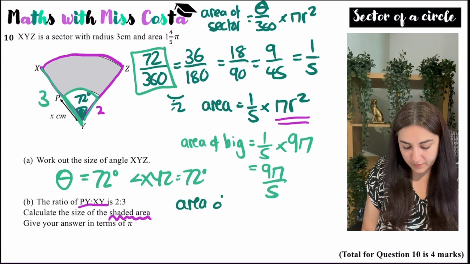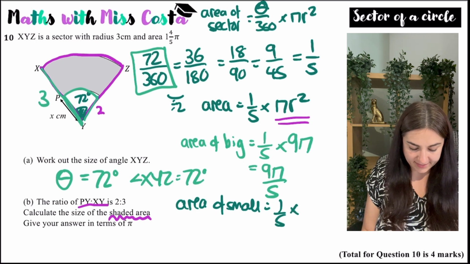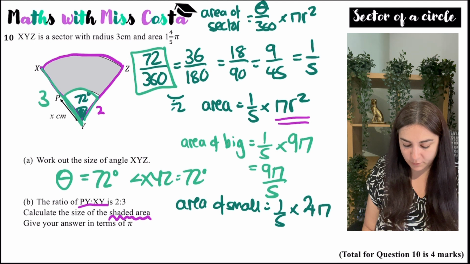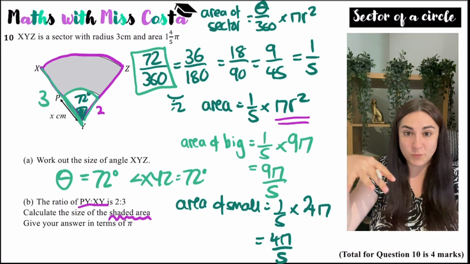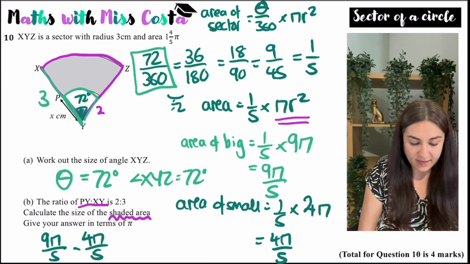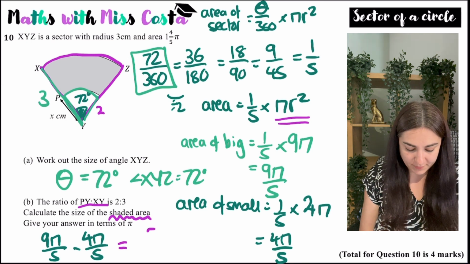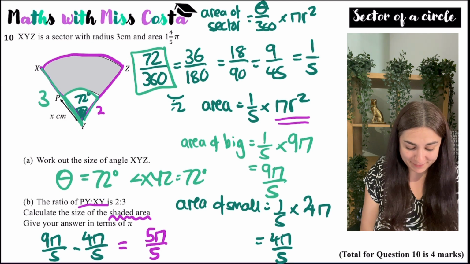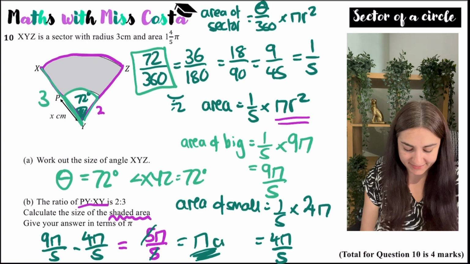And the area of the small sector is going to be 1/5 times the radius, which was 2. So 2 squared is 4, so that would be 4 pi over 5. And how do I work out the shaded area? I do the big area, take away the smaller one. So I'm going to do 9 pi over 5, take away 4 pi over 5. Whenever you add or subtract fractions, they need to have the same denominator, so I'm super lucky that these do. And that would just give me 5 pi over 5. And actually, if I simplified that, that would just leave me with pi. And I could write pi centimeters squared.